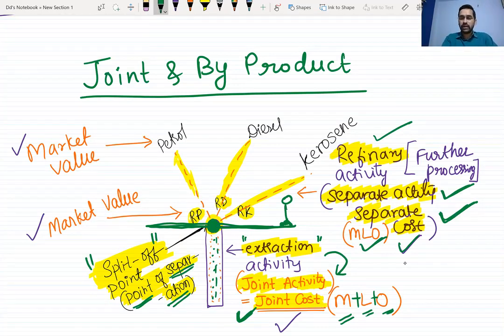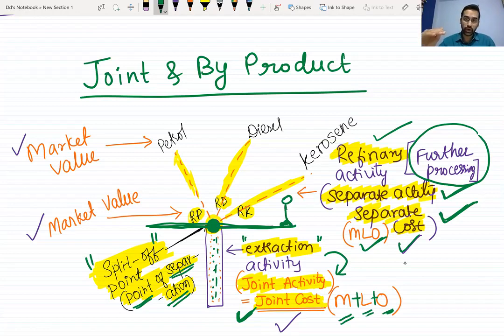Yes. Here I have used one more term, further processing. Sir, why are you saying further processing? Please understand. We have already completed one common activity up to split off point. Whatever I do from that point can be called further processing activity. I repeat, when I completed extraction, this is ground level. When I completed extraction, I have done one part of the work.